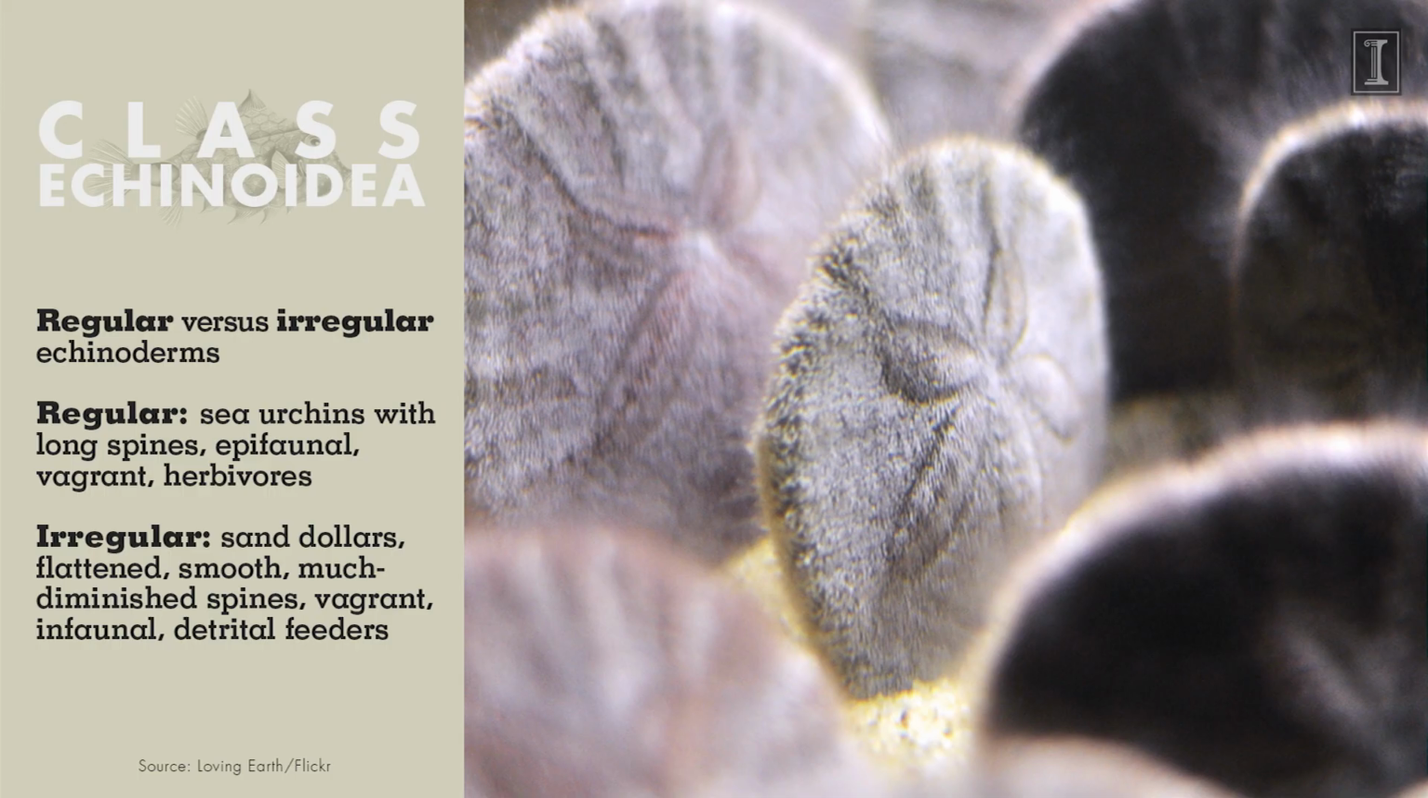Additionally, irregular echinoids are detrital feeders, meaning they mix up the sediment and they actually eat the vitamins and the nutrients that are buried within the sediment. And the regular echinoids are herbivores.